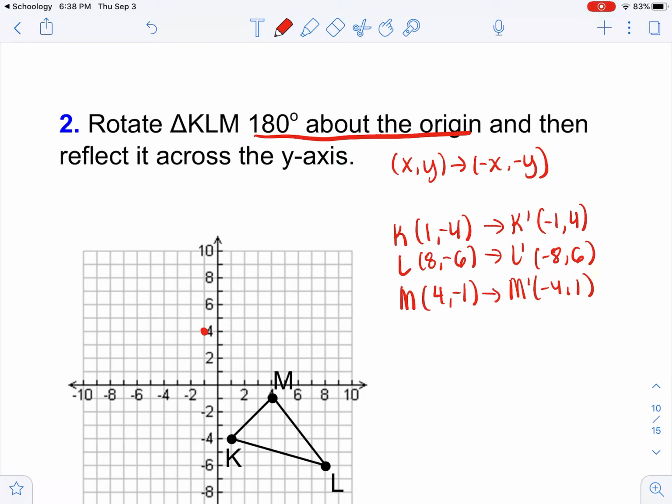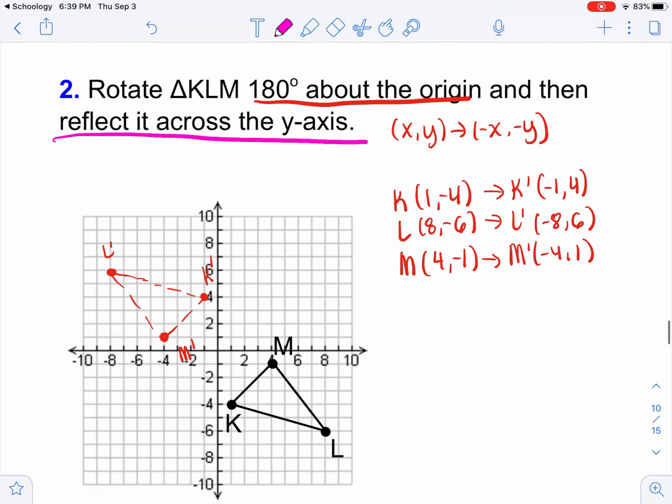All right, graph it. (-1, 4). (-8, 6). And (-4, 1). So this was K prime, L prime, M prime. Connect those. Oops, dashed because it's my transition. So if you ever accidentally make it connected, you can easily erase it on the iPad, which is great. Okay, so I still need to finish this because it's not done.